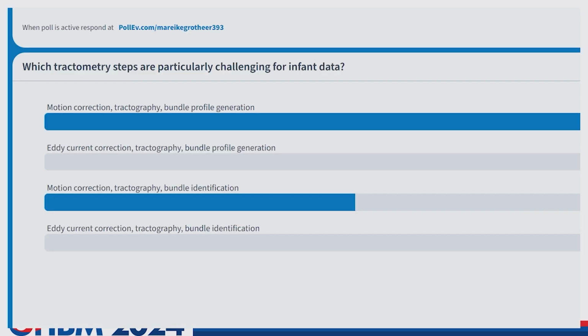So just to recap, this is my last quiz question for today. Which tractometry steps are particularly challenging for infant data? Motion correction, tractography, and bundle profile generation; eddy current correction, tractography, and bundle profile generation; motion correction, tractography, and bundle identification; or eddy current correction, tractography, and bundle identification.